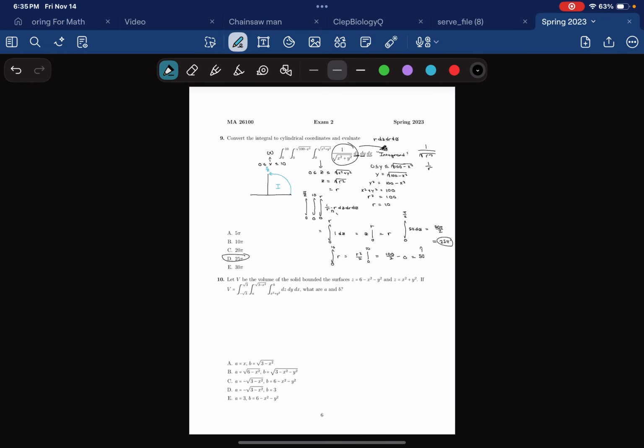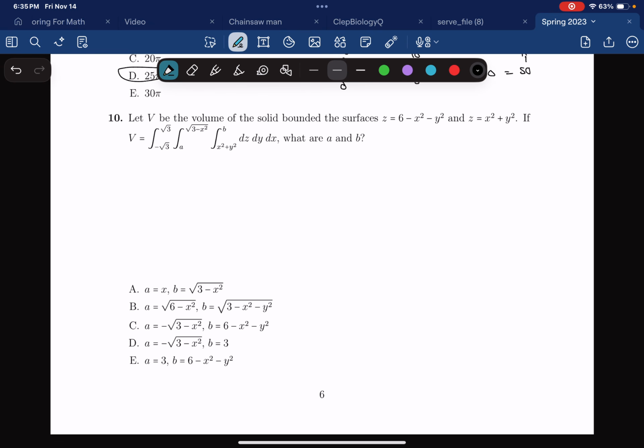Okay, number 10. Let V be the volume of the solid bounded by the surfaces. That seems weird. Okay, I think it should say bounded between the surfaces z equals 6 minus x squared minus y squared, and z equals x squared plus y squared. If this is our big volume, what is A and B?